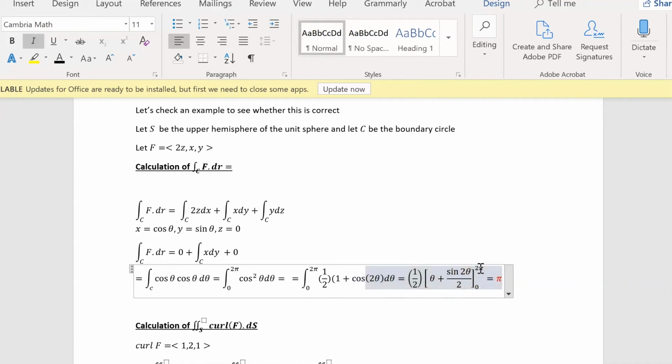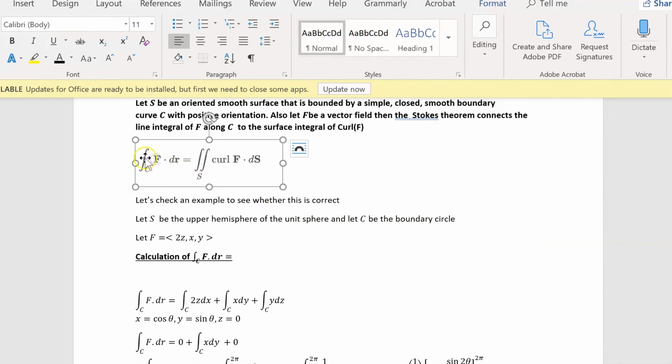If you plug that in, you will notice that when you plug 2 pi into the sine, or 0 into the sine, it becomes 0. So you are only left with 2 pi minus 0, which is 2 pi, and 2 pi times 1/2 is just pi. So the answer is pi. The value of the line integral across the boundary curve, which is the unit circle of this hemisphere, is equal to pi. So in this formula, we now know that the left-hand side is equal to pi. Now let's check out the right-hand side, which is the flux of the curl. So we need to find the curl.